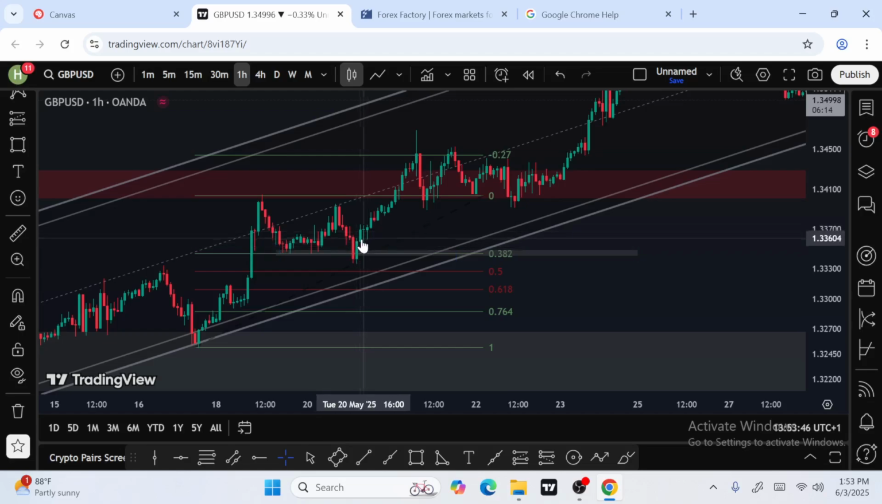And what happened afterwards? It came back to our 0%. That is our TP level at our minus zone, and it gets to minus 0.27. TP2. Are we seeing it now?